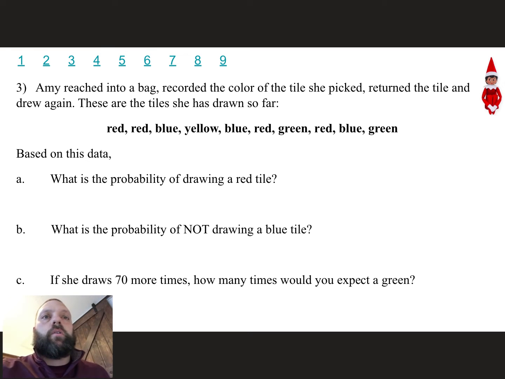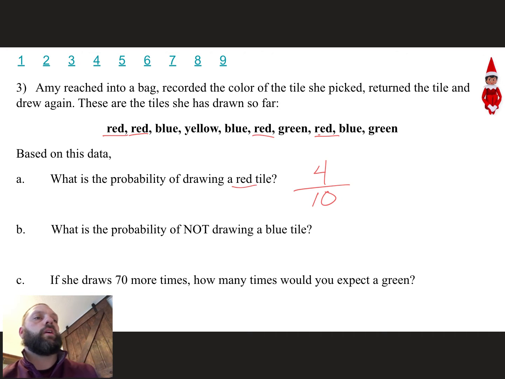All right, here we go. Amy reached into a bag, recorded the color of the tile she picked, returned the tile, and drew it again. These are the tiles she has drawn so far. Based on this data, we want to know what is the probability of drawing a red tile. So I have 1, 2, 3, 4 red tiles. And if I count how many times the drawing has been done, it has been done 10 times. So it's 4 out of 10. If you chose to simplify it, it would be 2 over 5.